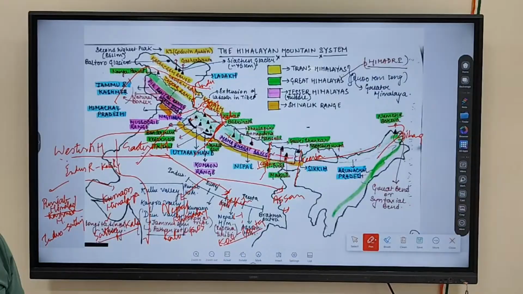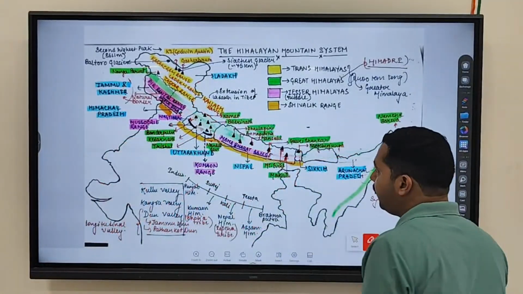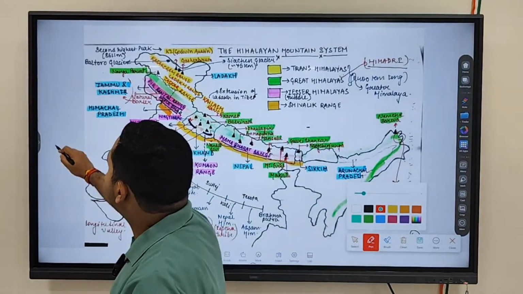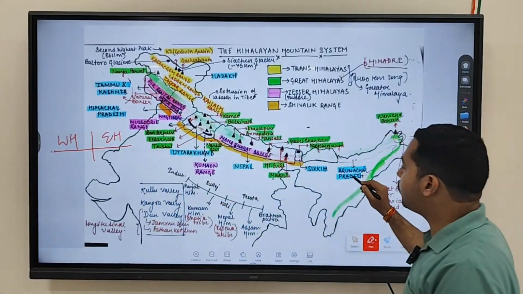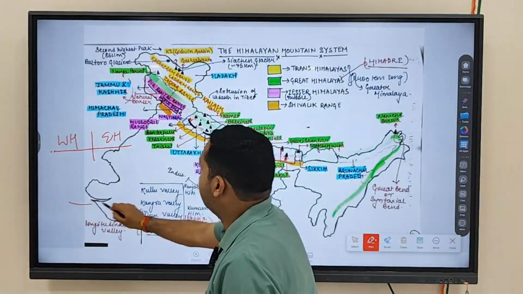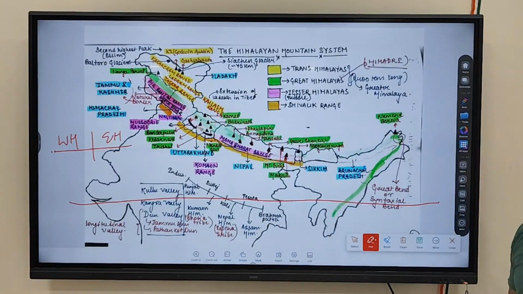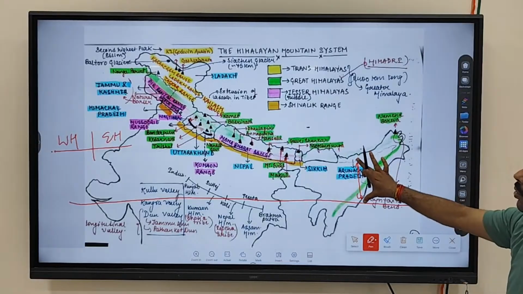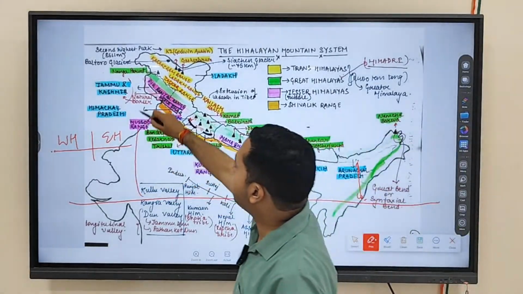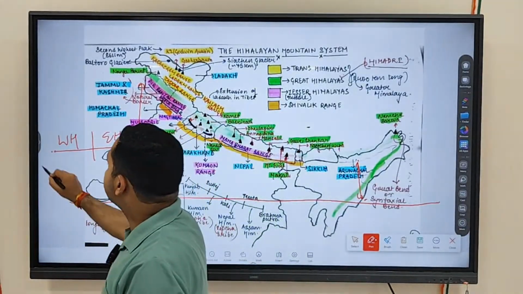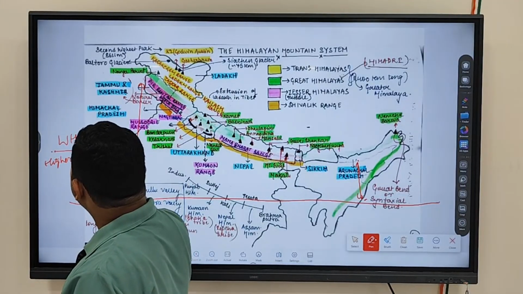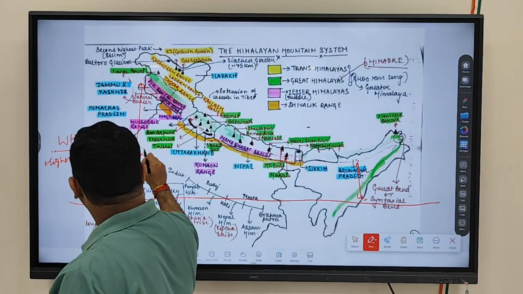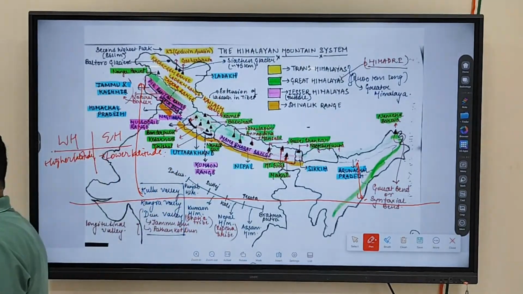These are the different divisions that you are finding. Clear? Now what is the difference between Western and Eastern Himalayas? First thing, we discussed that the Tropic of Cancer is passing. So the Eastern Himalayas are lying in lower latitude, and the Western Himalayas are lying in higher latitude. Clear? Western Himalayas, higher latitude; Eastern Himalayas, lower latitude. Fine.